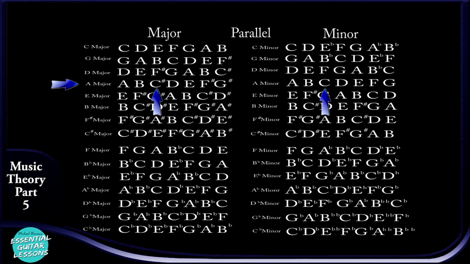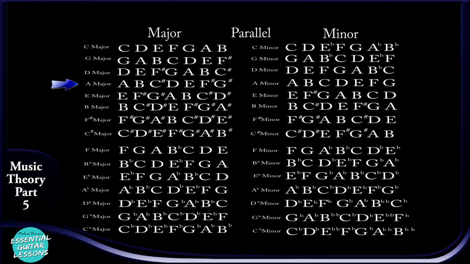So we have A, B, C, D, E. F sharp, that's the sixth note. So we want to flatten that, which takes it back to F. So we're just going back one semitone from F sharp. And then we have the seventh note, the G sharp, we want to flatten that, so that makes it G. So A major's parallel minor would be A minor, and it'd have no sharps or flats in it.